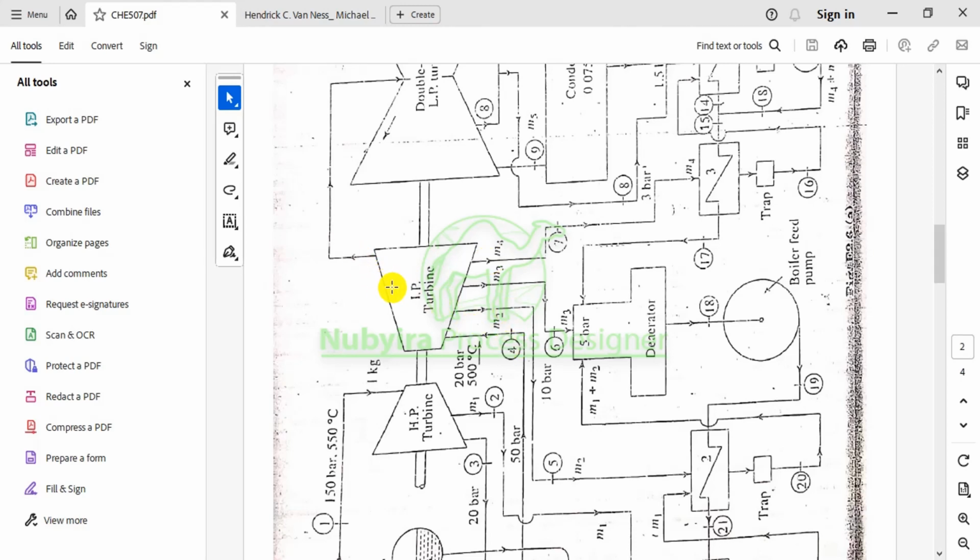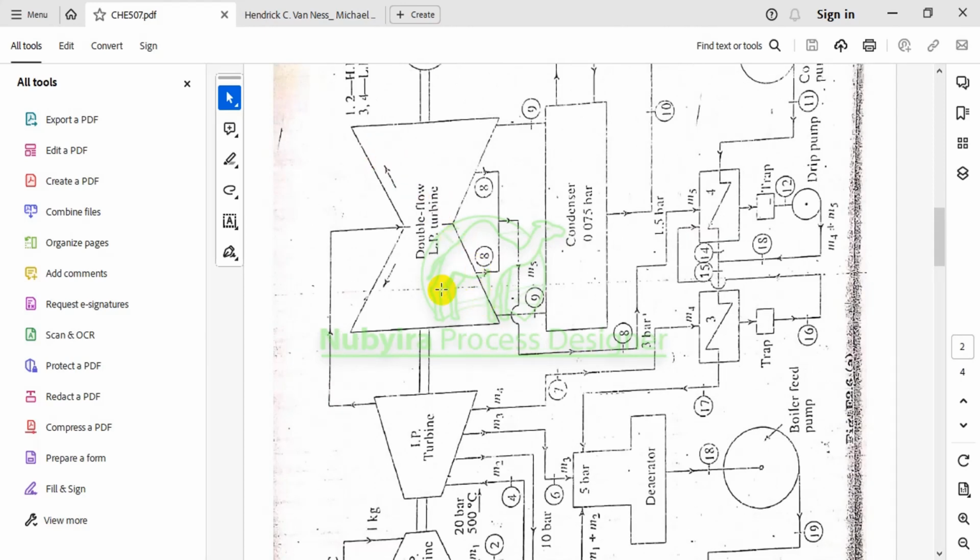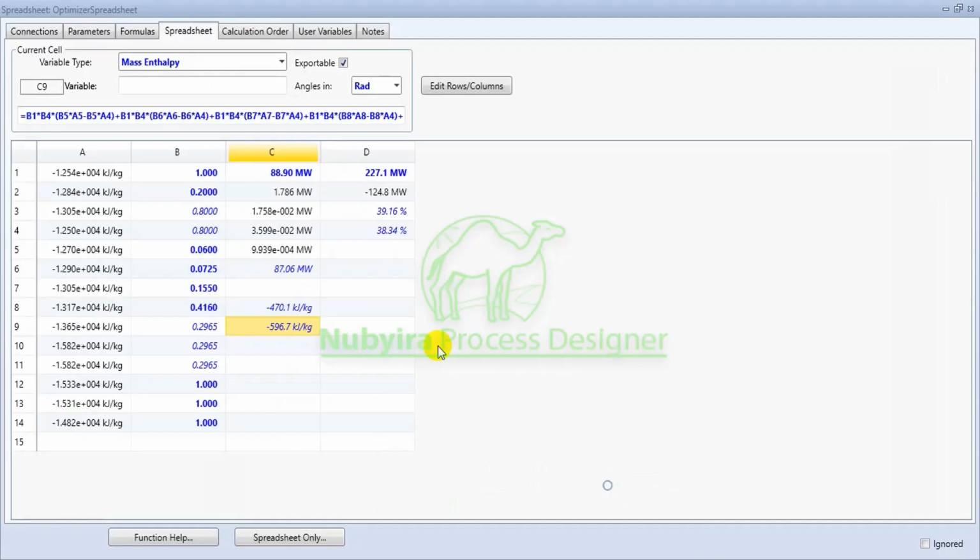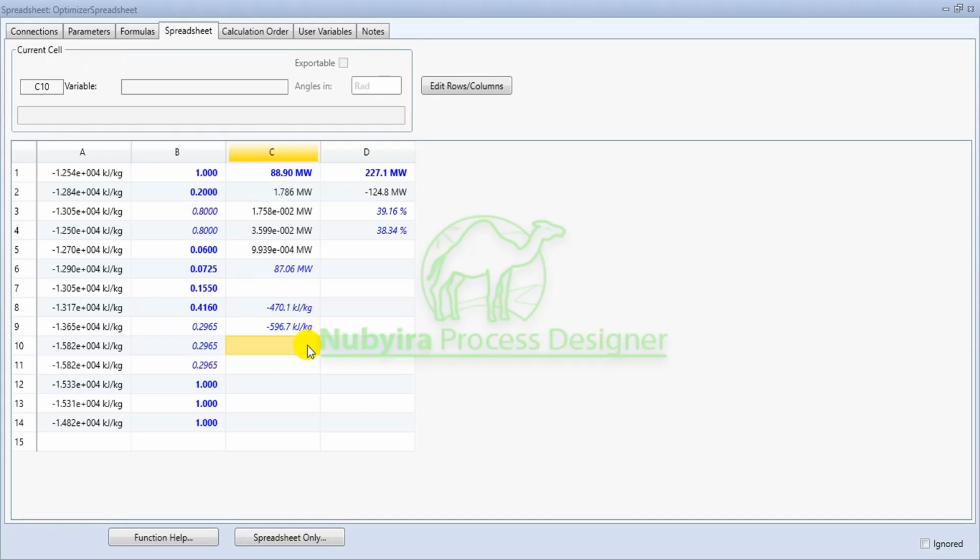It's having three stages. Then the low pressure turbine is having two stages. You understand? So we are going to calculate the power produced from each of the stages of the intermediate pressure turbine and the low pressure turbine. And the power is minus 596.7 kilojoule per kg of the steam that is leaving the boiler.